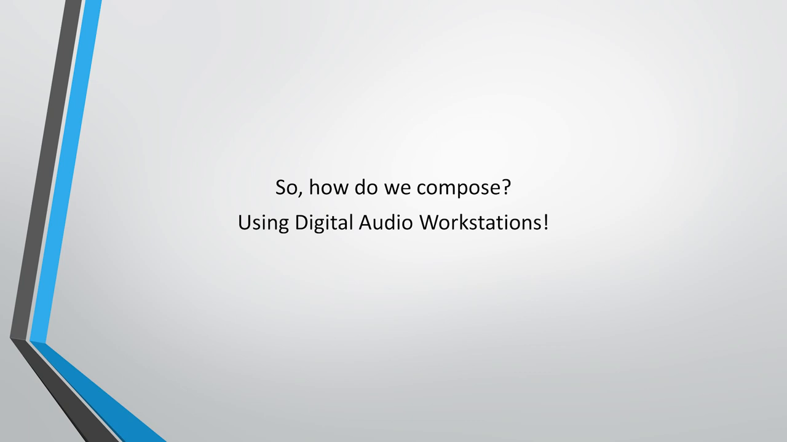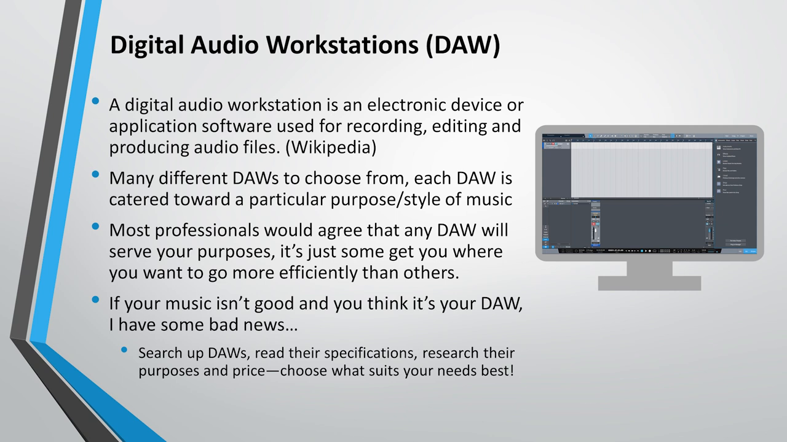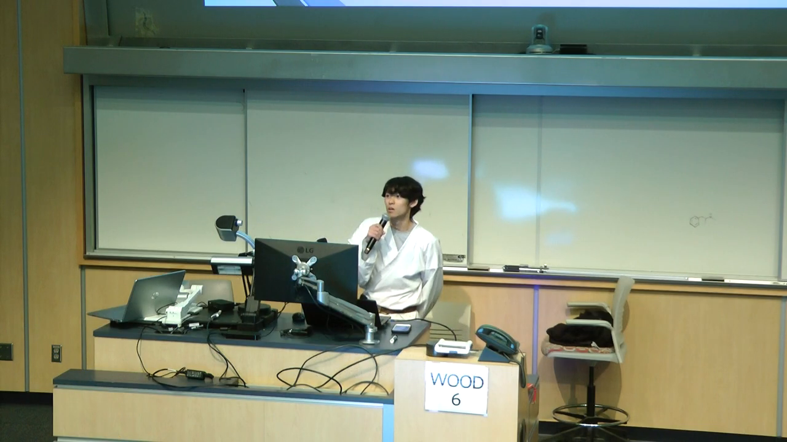So how do we write? How do we compose? Well, using digital audio workstations. Now, a digital audio workstation, or DAW, as they're known, is, according to Wikipedia, an electronic device or application software used for recording, editing, and producing audio files. There are many different digital audio workstations to choose from. A popular orchestral one, an industry standard, would be Cubase, for instance. I use Studio One, that's more streamlined for beats and orchestral, but of course sound designers often use Ableton, and you have the popular one, FL Studio.